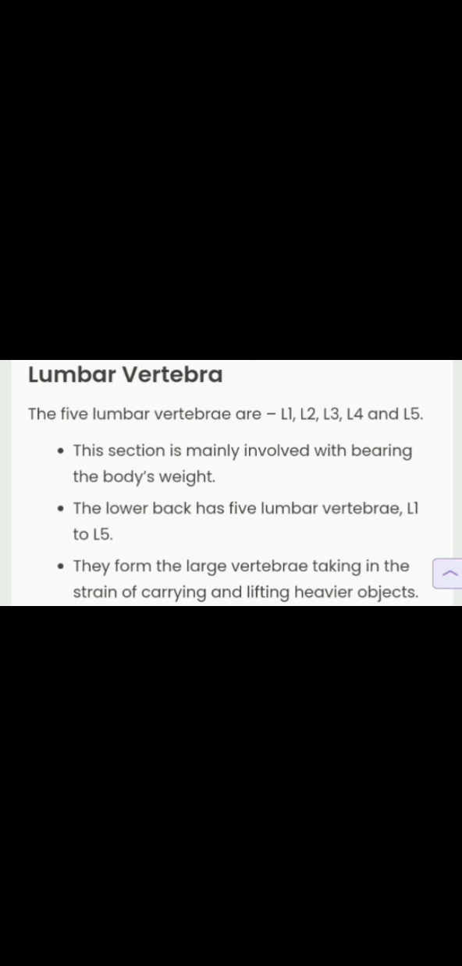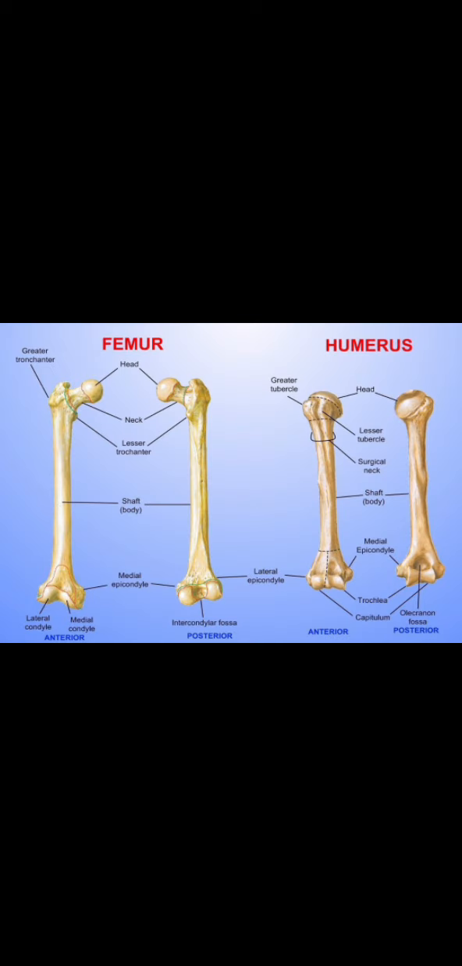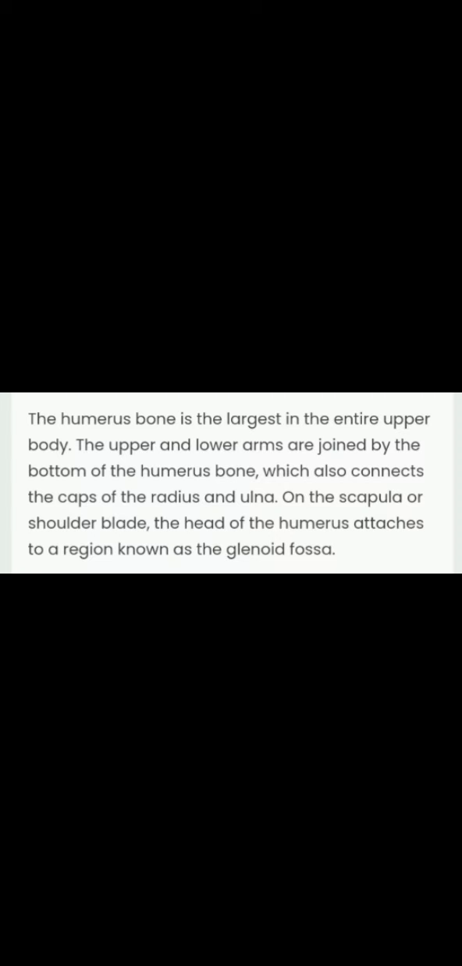Now, specimen M is a humerus bone, and specimen P is a femur bone. So we're going to compare the humerus bone with the femur bone, right? Now, the humerus bone is the largest in the entire upper body. The upper and lower arms are joined by the bottom of the humerus bone, which also connects the caps of the radius and the ulna.